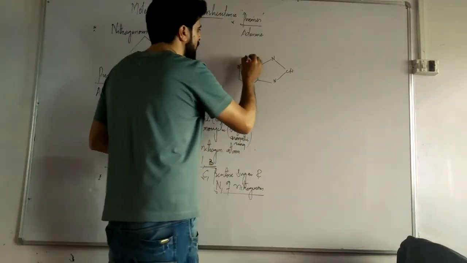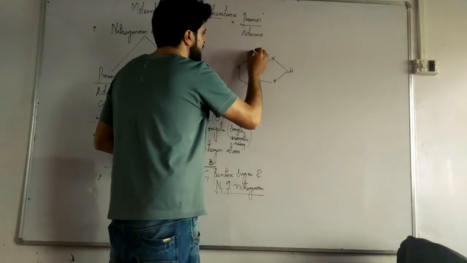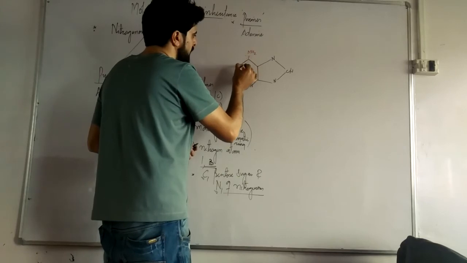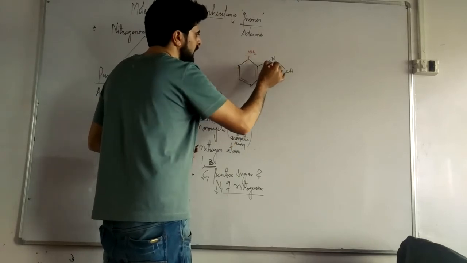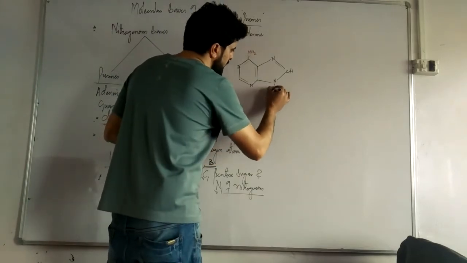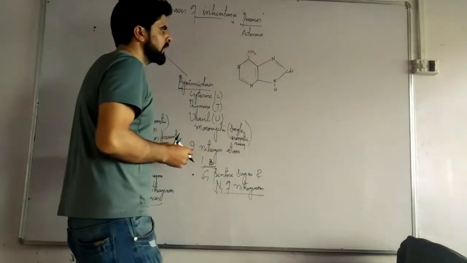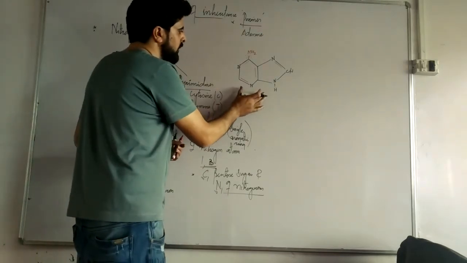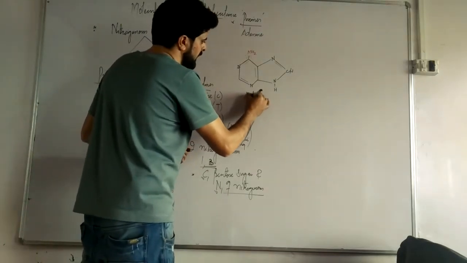And here on this position we have NH2, and here we have N. So this is a double bond structure formed here. And on this position, we also have the presence of H. Now taking this structure, this is the structure of adenine.